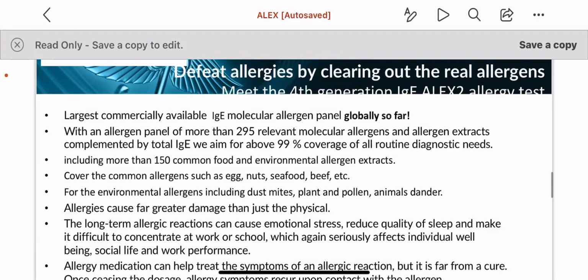So how do we defeat allergies? By clearing out the real allergen. So for that we need the 4th generation IgE ALEX2 allergy test. It's the largest commercially available IgE molecular allergy panel globally so far. It's a technological breakthrough with an allergen panel of more than 295 relevant molecular allergens and extracts. Complemented by total IgE, we aim for 99% coverage of all routine diagnostic tests.